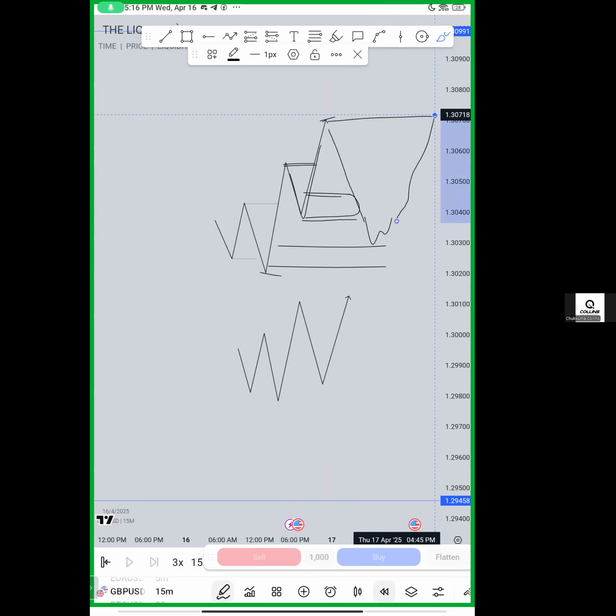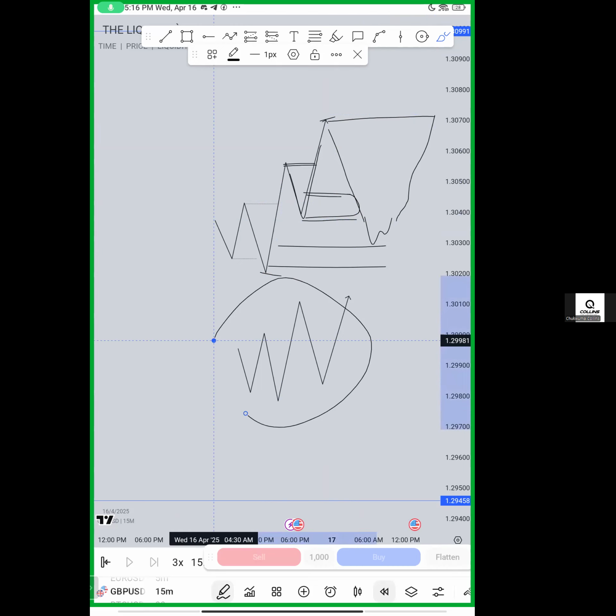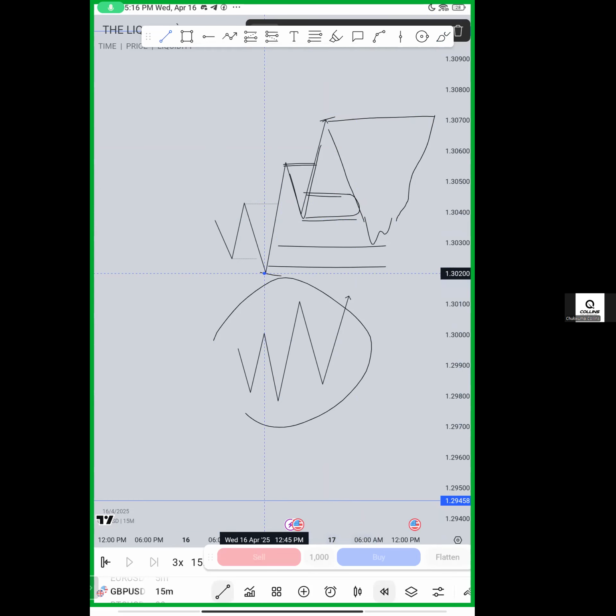So now what's the difference between this one and this one? This one here, price only took out liquidity right here, and broke structure to the upside here.